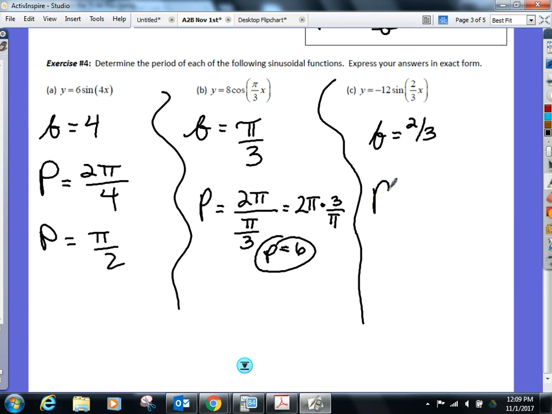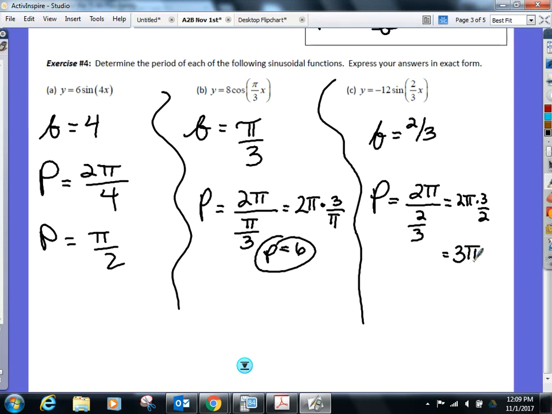All right. Period: 2 pi divided by 2/3. So that's going to be what? 2 pi times 3/2. What cancels here? The 2's are gone, so I'm just left with a period of 3 pi. So if I graphed out the 3 pi, I'd finally see a full sine curve.